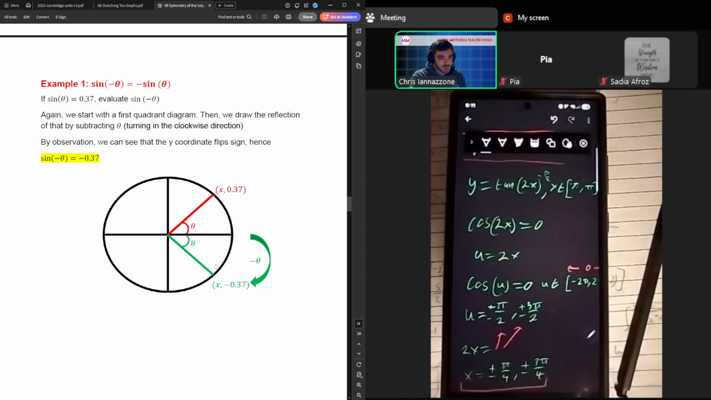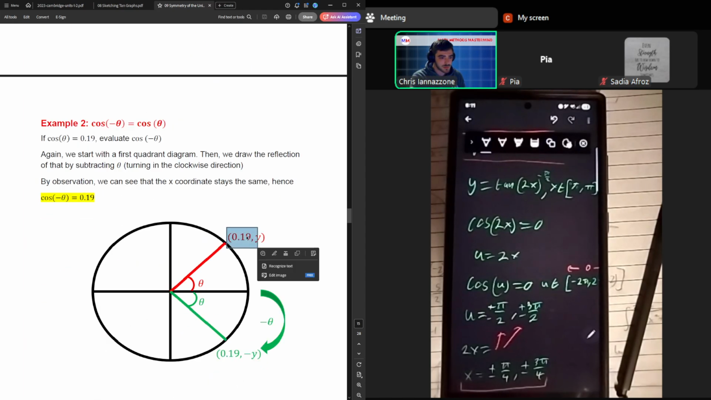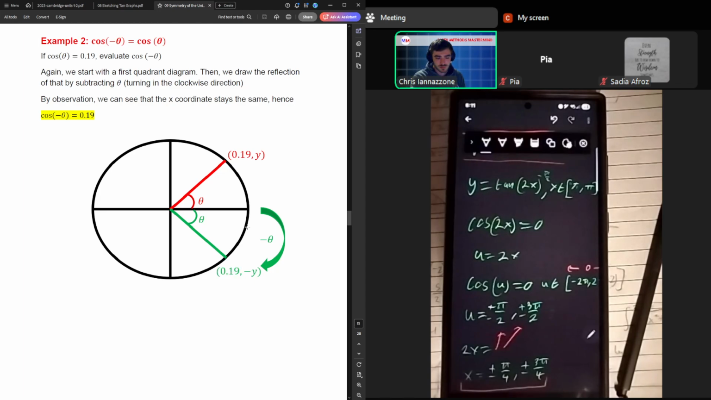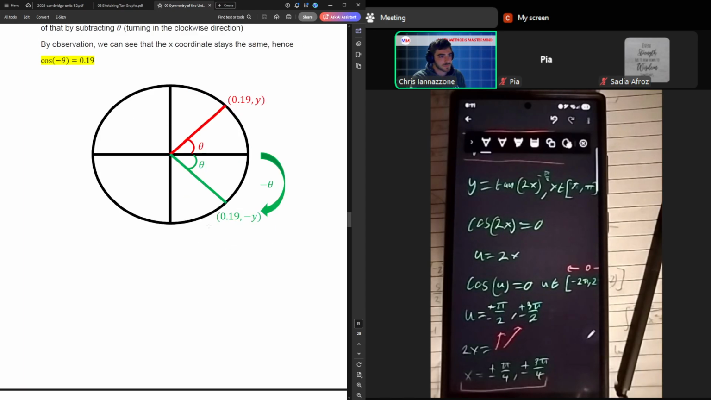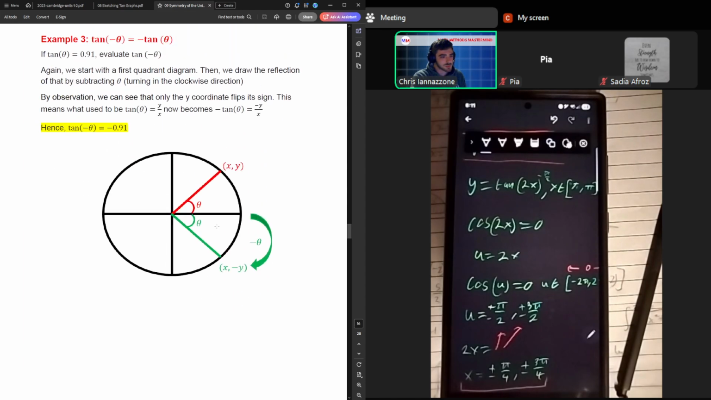Point being, you go from quadrant 1 to quadrant 4, and for that reason, sine is going to be negative, cos is going to be positive. So that sine value that was 0.37 is now negative 0.37. That cos value that was 0.19 is going to stay 0.19 because again, you're in the spot where x is positive. For tan, you're going from quadrant 1 to quadrant 4, and so once again, your positive is now going to become a negative. So a lot of these earlier ones are pretty much just where is sine, cos, and tan positive or negative, and then that informs your decisions.